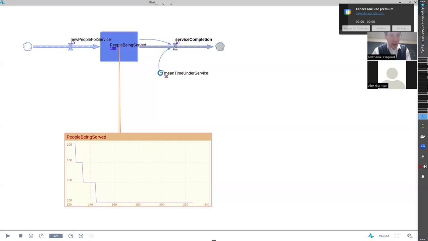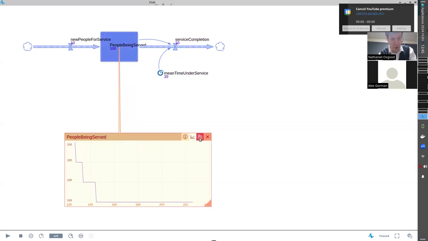What is this link going back? As the service completion, the flow out, goes up, does the value of the stock go up or down compared to the value it otherwise would have had? Down. So there's a plus link from the stock to the flow, and a what link back from the flow to the stock? Minus. That's the negative feedback loop. And negative feedback loops are what? Balancing. And let's show that balancing some more if we could, okay?